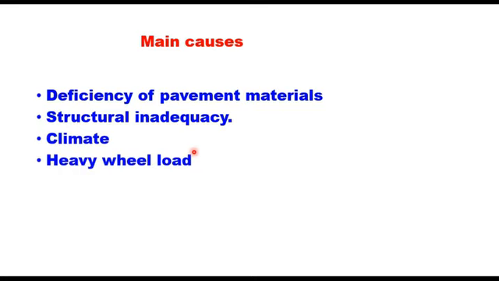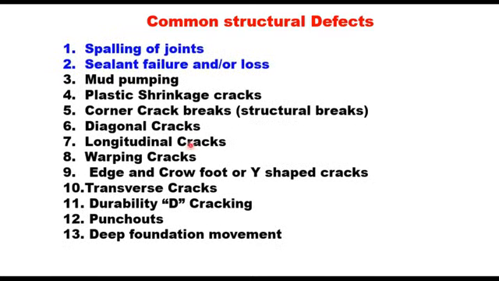rigid pavement. There can be several types of structural failure, and we will discuss in this session spalling of joints, sealant failure or loss of sealant material, mud pumping, plastic shrinkage cracks, corner cracks, diagonal cracks, longitudinal cracks, warping cracks, edge and crowfoot or Y-shaped crack, transverse crack, durability crack, punch outs and deep foundation movement.